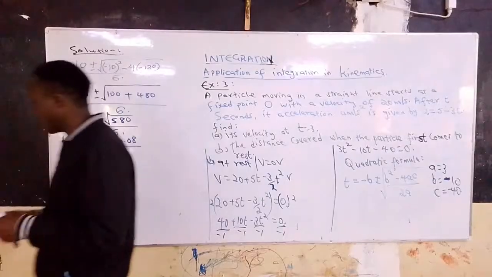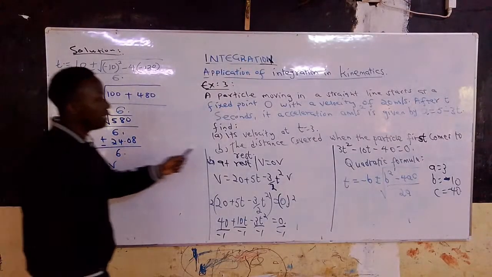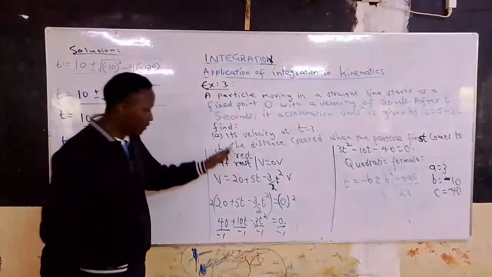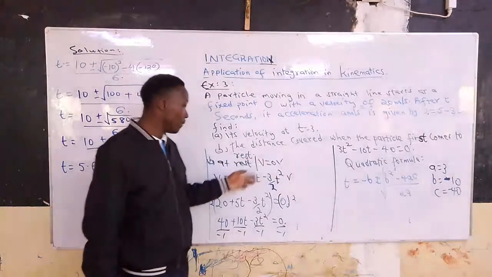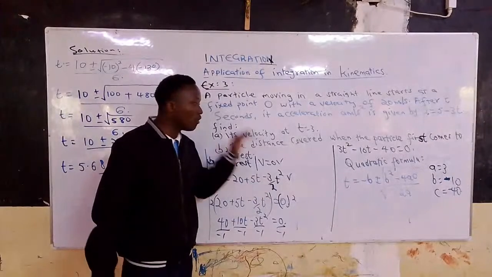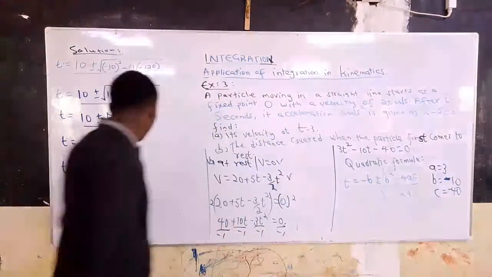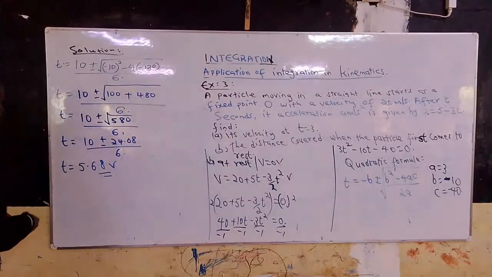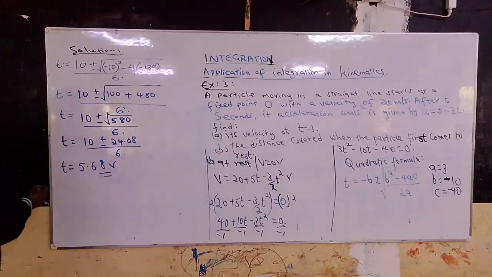So we will now proceed to find the displacement. The question was asking the distance covered when the particle first comes to rest. Why did we first find t? Because we know at rest velocity is 0. So we had to determine the value of t when the particle comes to rest, and we have determined our t as 5.68.